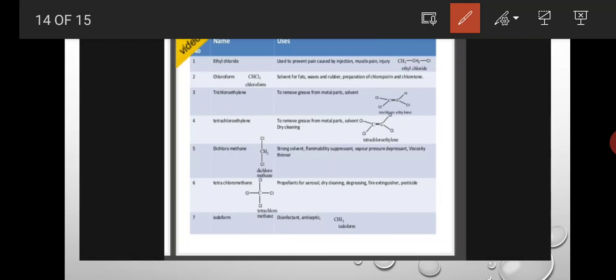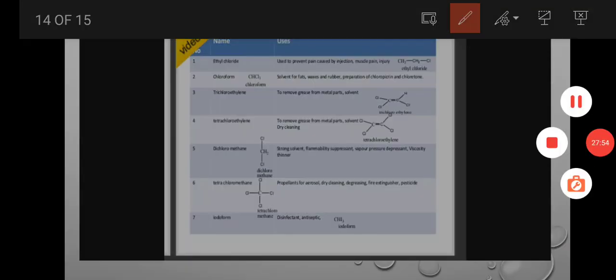And iodoform is a disinfectant and antiseptic. This iodoform is used as a disinfectant and antiseptic liquid. These are the uses of some alkyl halides in medicinal grounds and some industrial uses also.